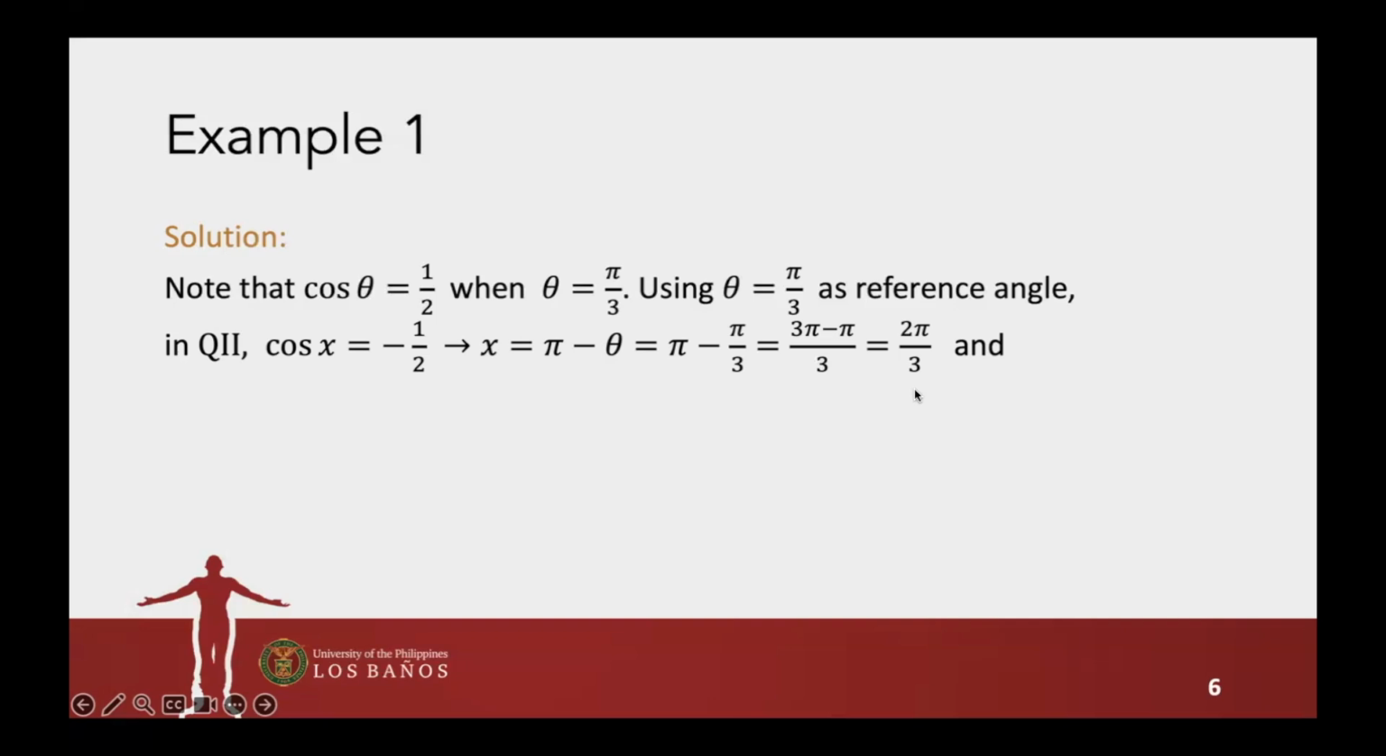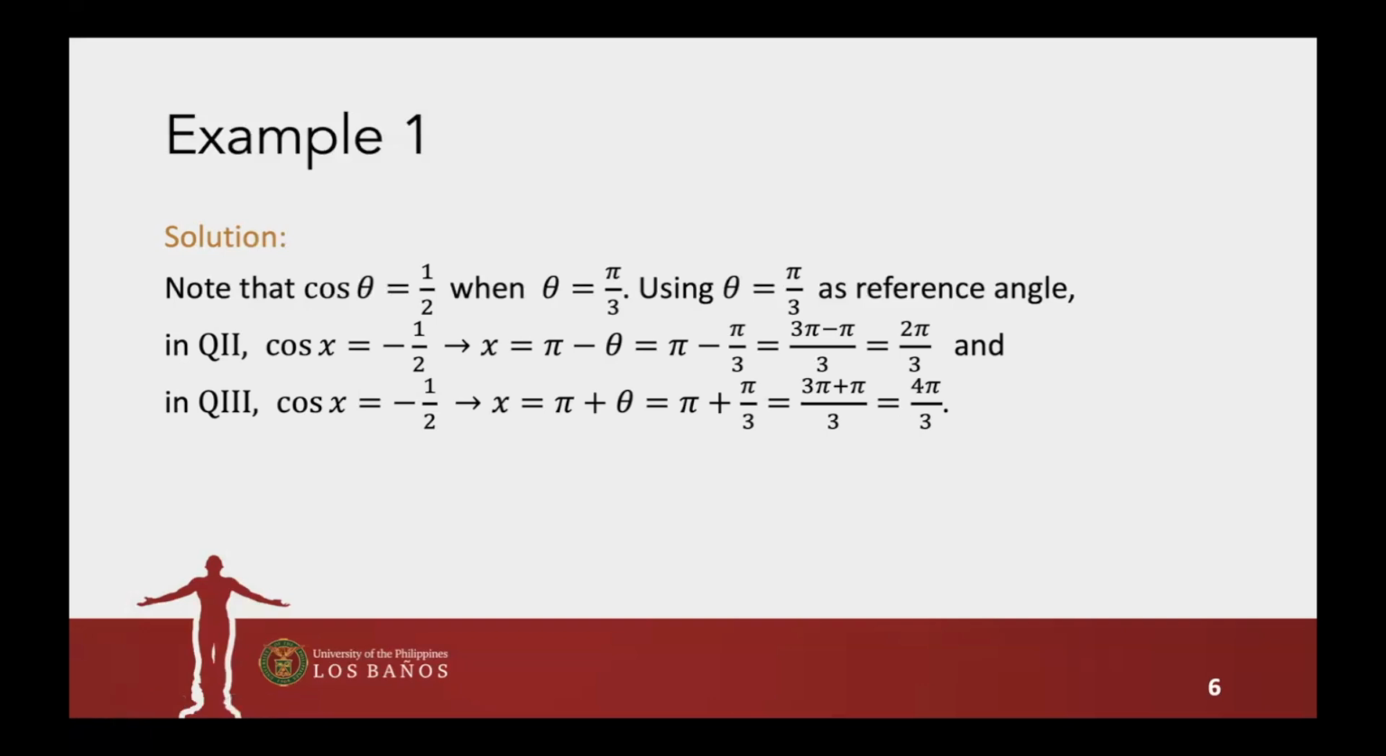And in the third quadrant, in order for us to get the actual measurement of the angle, we use the formula pi plus the reference angle. Okay, so please take note of these formulas. They will be explained further during the actual class discussion. Again, for the second quadrant, in order to solve for the angle, that is pi minus the reference angle.